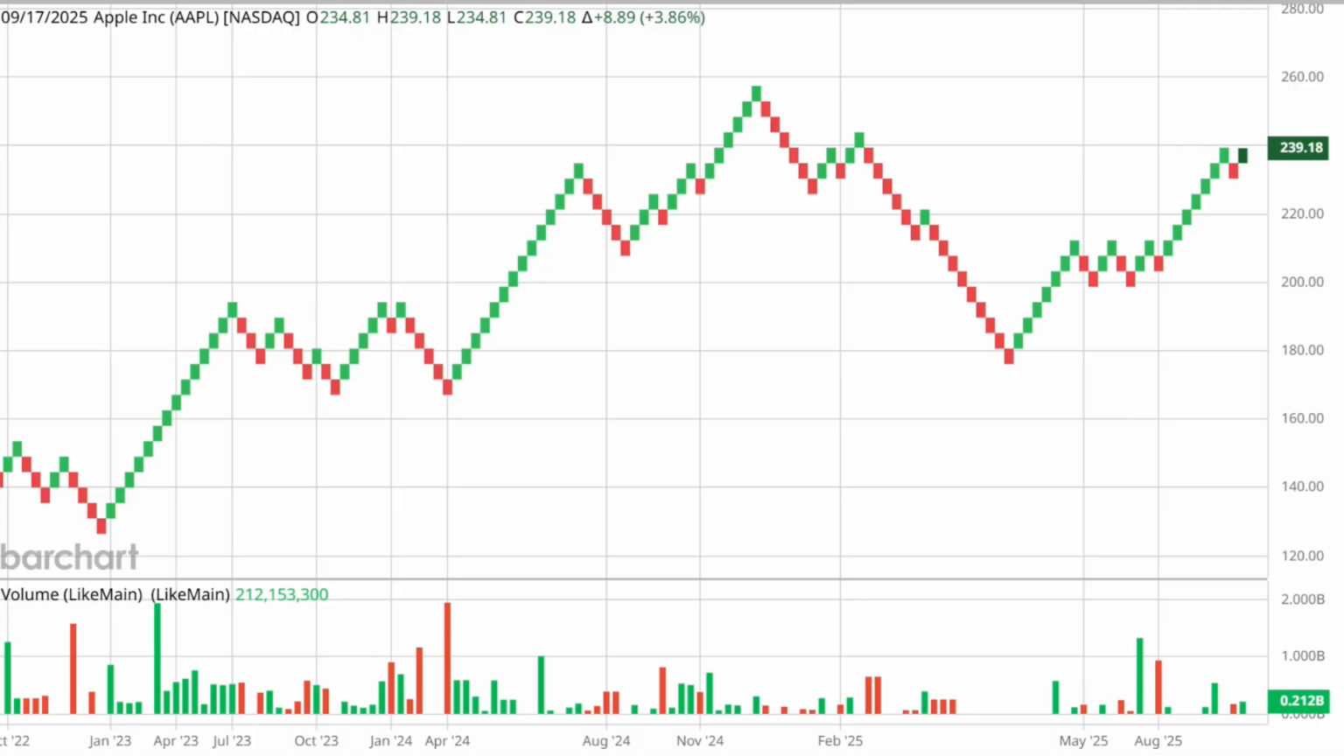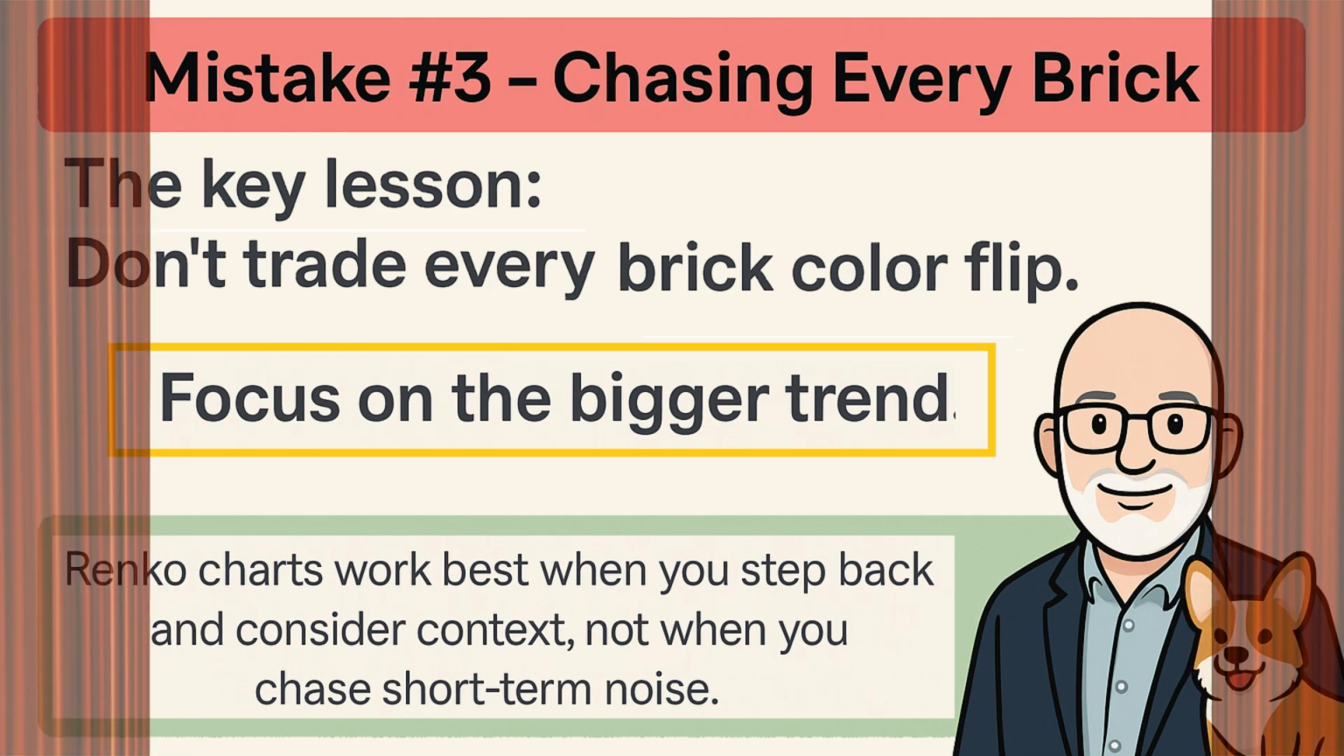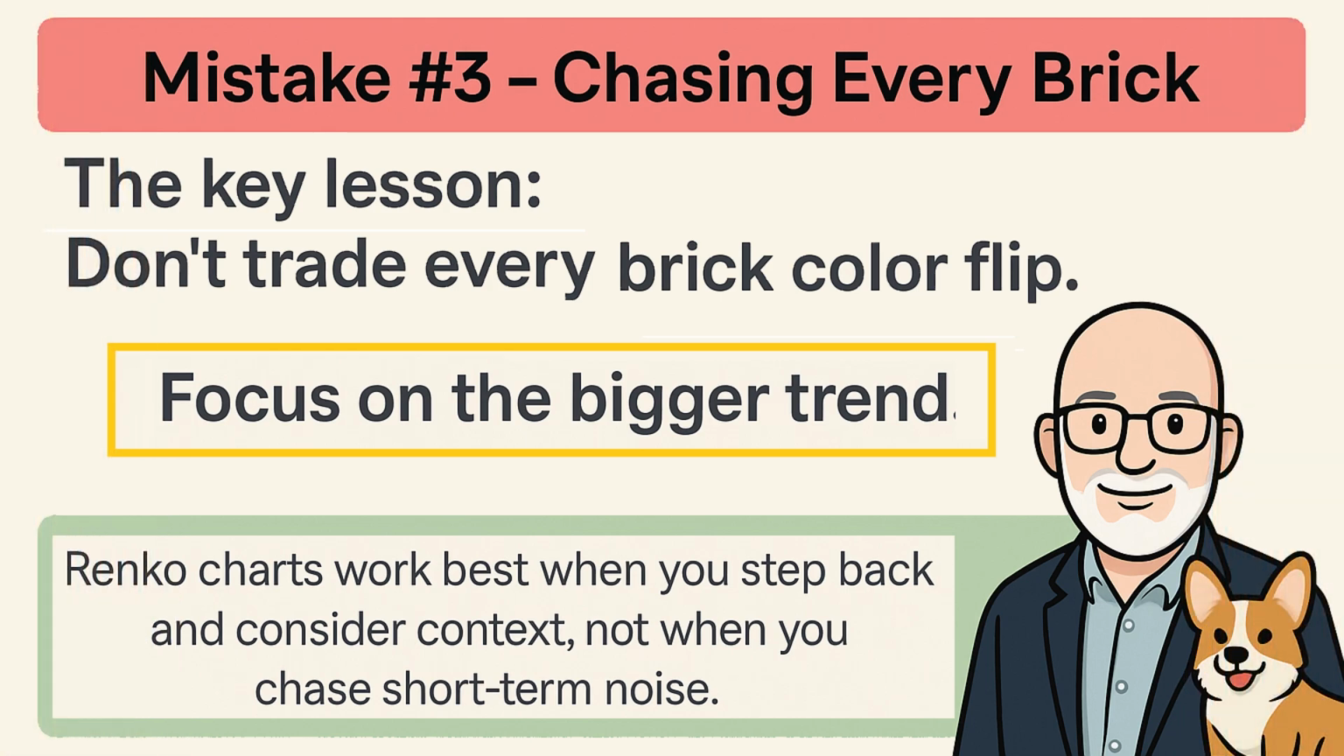But even here, you can see several examples where 2 red bricks form, only to be followed by another strong rally. That still leads to getting shaken out and missing the real move. The key lesson: don't rely solely on brick color changes to trade. Instead, step back and look at the bigger trend. Renko is powerful, but it works best when you combine it with context, not when you chase every flip.